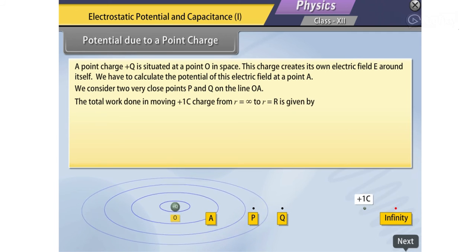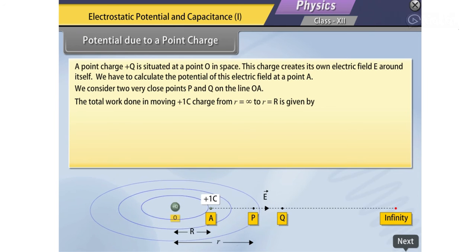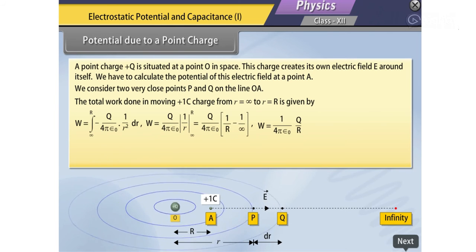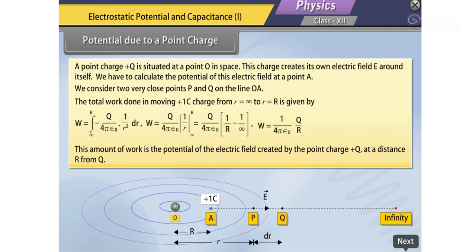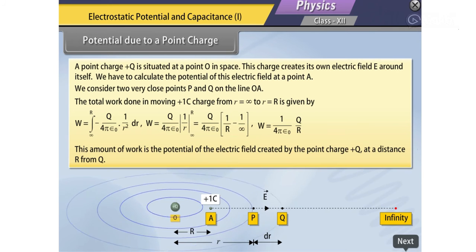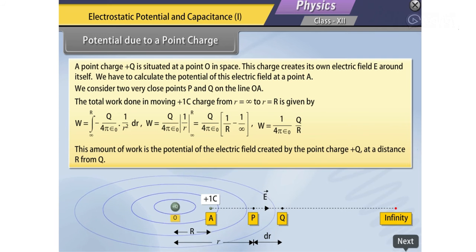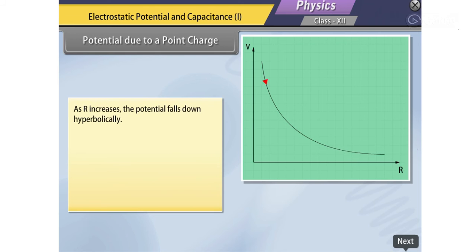The total work done in moving +1 coulomb charge from infinity to point R is given by W = (1/4πε0) × Q/R. This amount of work is the potential of the electric field created by the point charge +Q at a distance R from Q. We can show in the graph that, as R increases, the potential falls down hyperbolically.